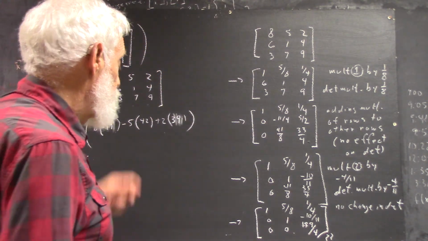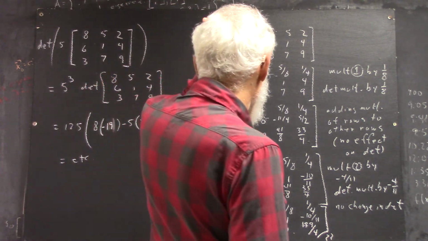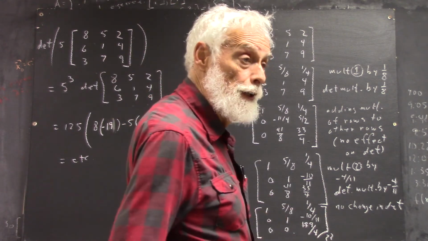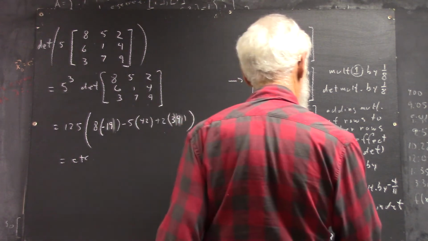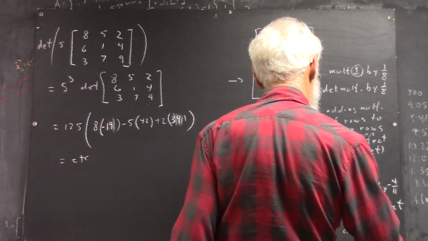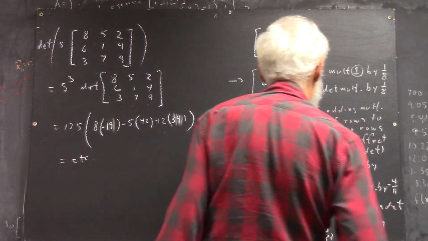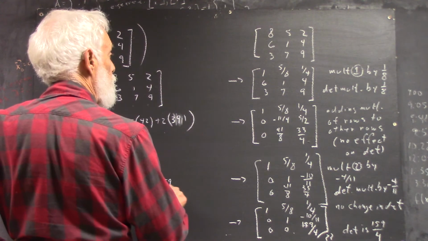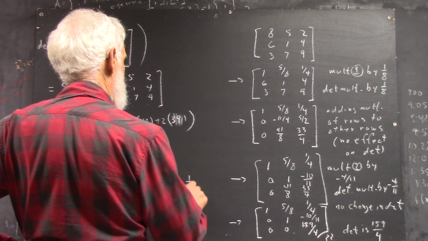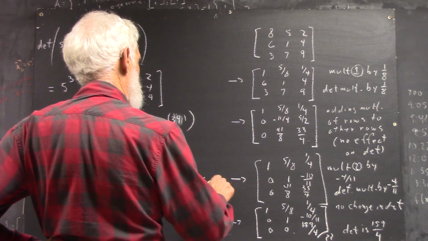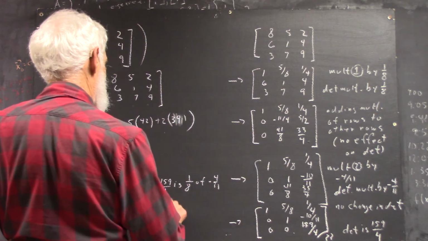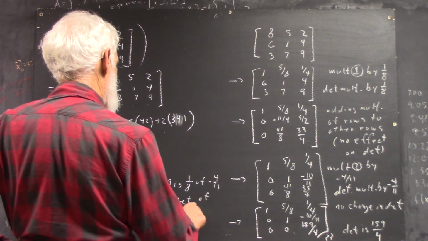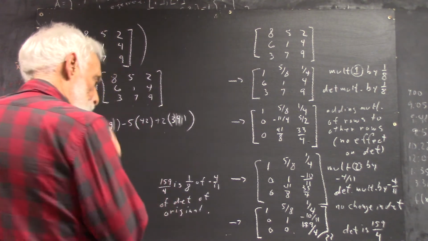Okay? So what does this mean? Well, the determinant of this thing is just 159 over 4. It's upper triangular. Just multiply the diagonals, right? Okay, so 159 over 4 is 1/8 of negative 4/11 of the determinant of the original. Okay?